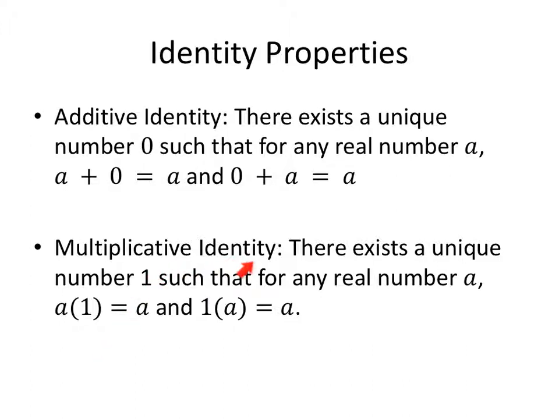The multiplicative identity is the real number 1. Because if you multiply any number a times 1, you get a back again. And remember, it doesn't matter which order we multiply by, the commutative property. 1 times a equals a, or a times 1 equals a.